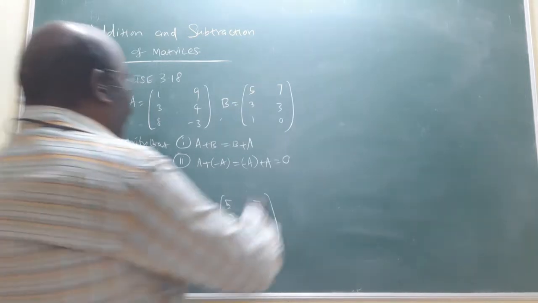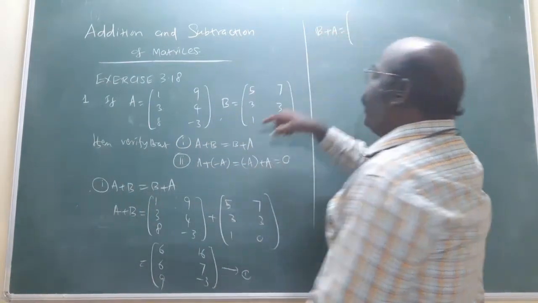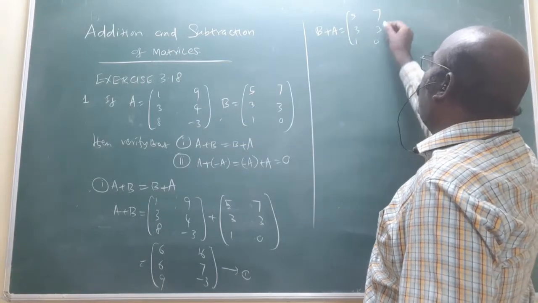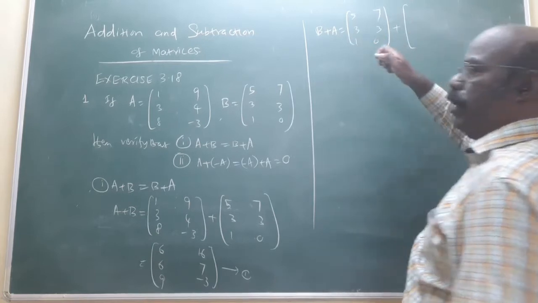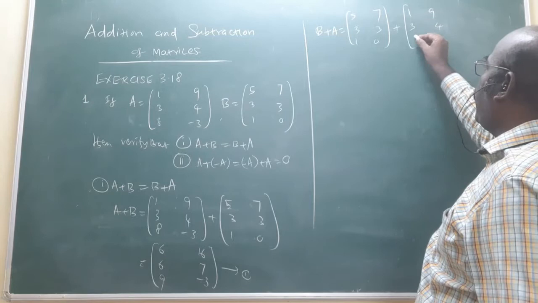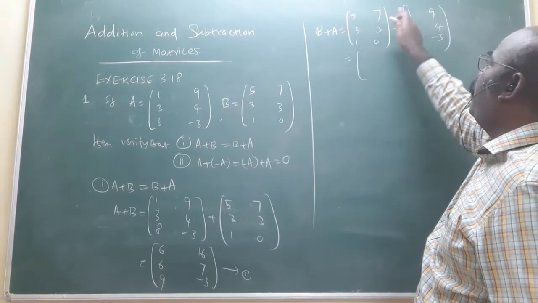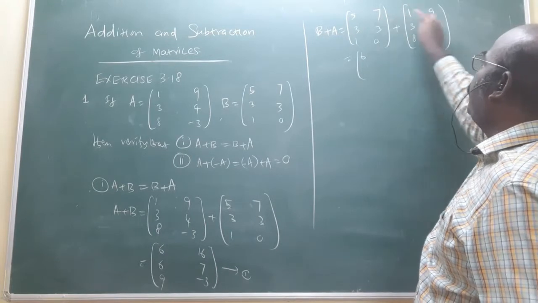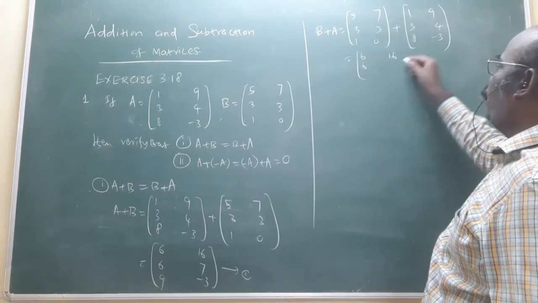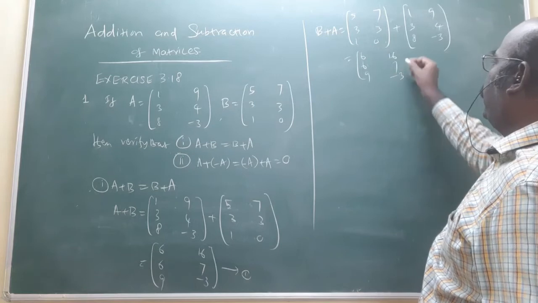Now you want to add B plus C. B is 5, 7, 3, 3, 1, 0. Similarly, C is 1, 9, 3, 4, 8, minus 3. Now again adding the same way. First element, 6. Second, 7 plus 9, 16. 3 plus 3, 6. 3 plus 4, 7. 1 plus 8, 9. 0 minus 3, minus 3.